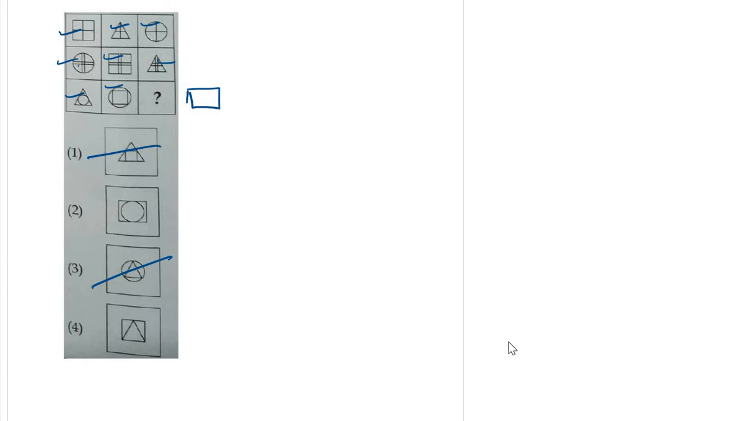Next, compare the figures. Inside something is common. So here inside only circle. Inside, outside, it should be inside. So circle will be the answer. Second one is the answer.